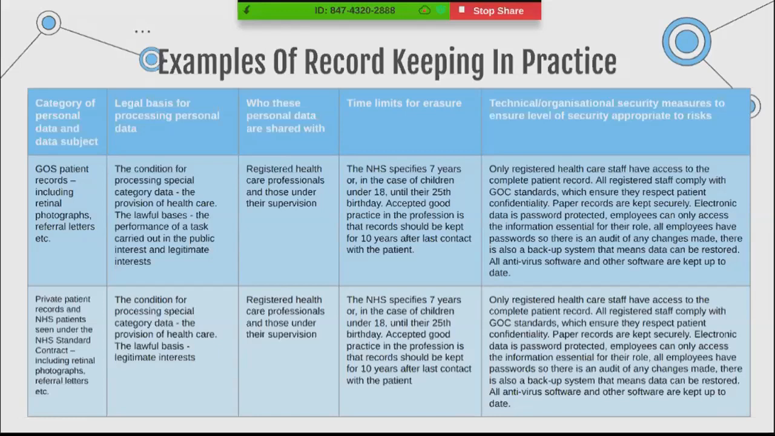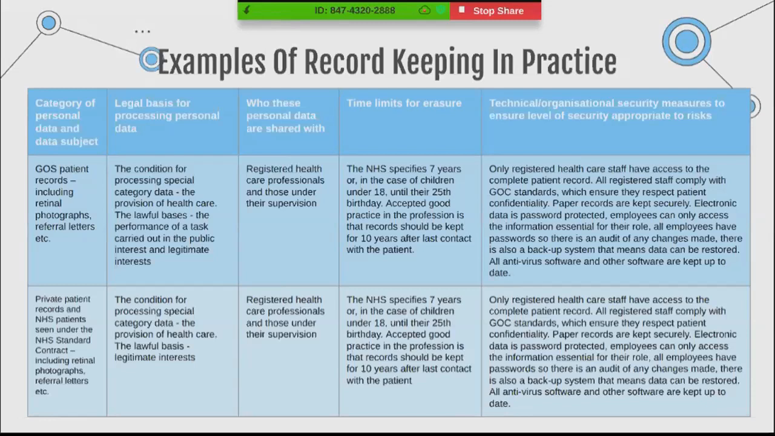Time limits for erasure. So the NHS specifies 7 years, or in the case of children under 18, until their 25th birthday. And it's accepted good practice in the profession that records should be kept for 10 years after the last contact with the patient.